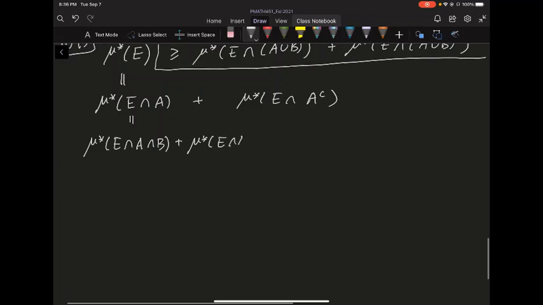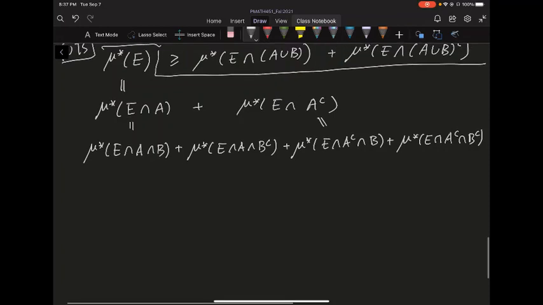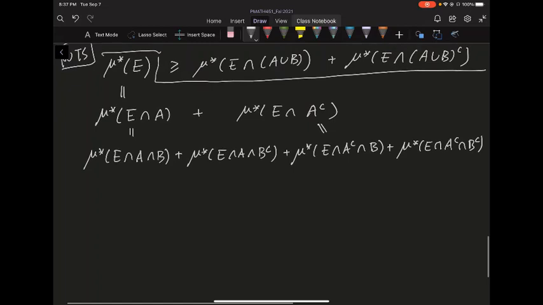So I have A intersect B complement. And I do the same for the second half. I consider the part that's actually inside B but not in A, and the part that's actually not in B and not in A. So now I have equality. Basically, I break this mu star of E into these four parts.